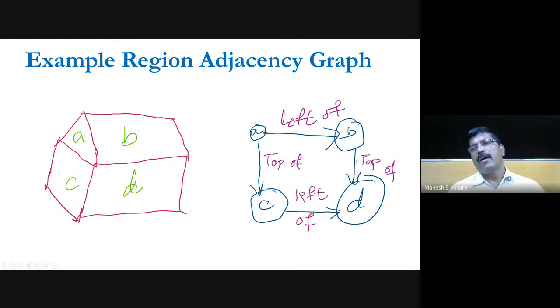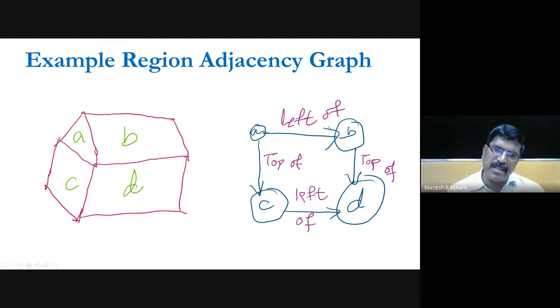And how many nodes are there? The number of nodes will be equal to the number of regions. So there are 4 regions: A, B, C, and D. And then we have just formed the relation between A and B, the relation between B and D, the relation between C and D, and the relation between A and C.